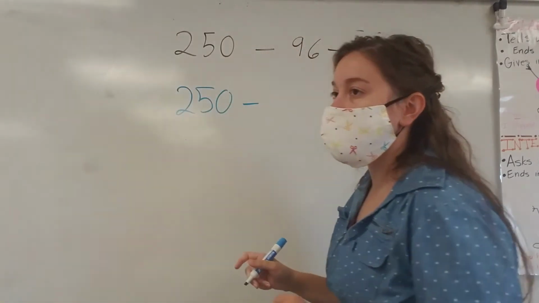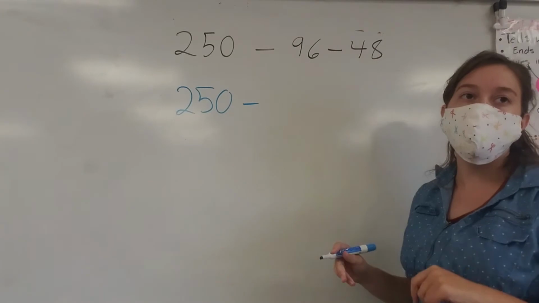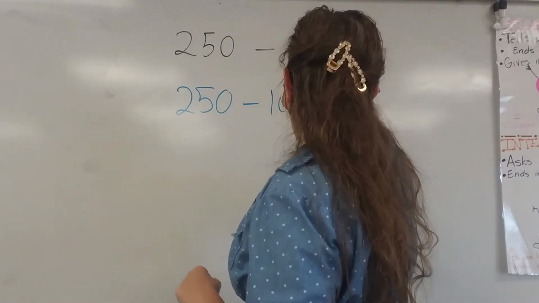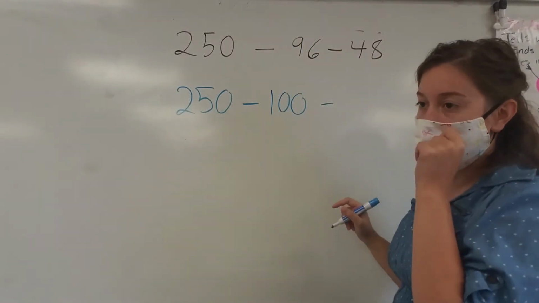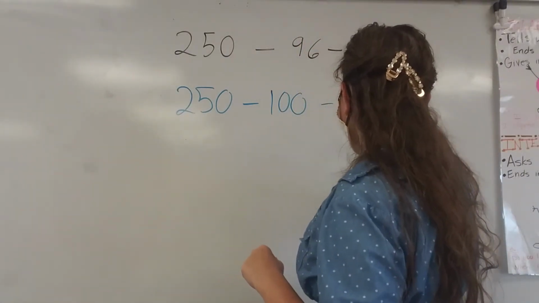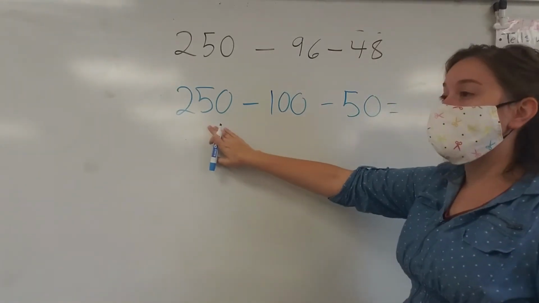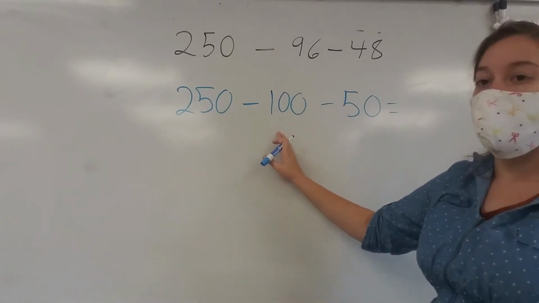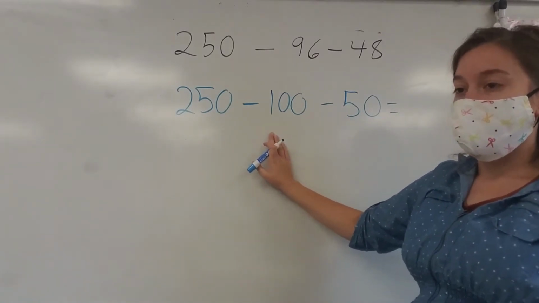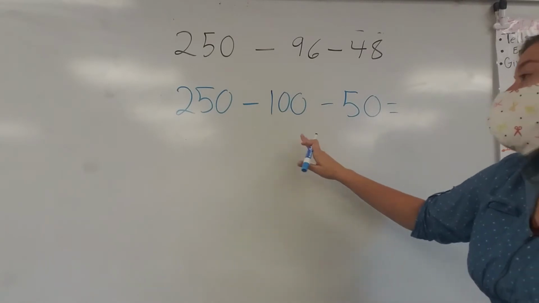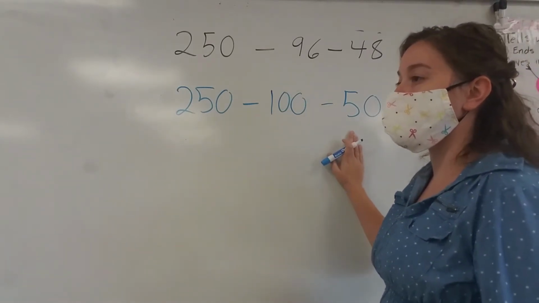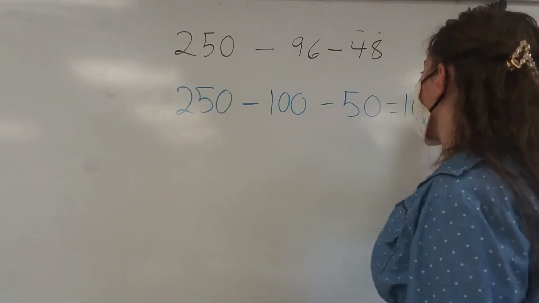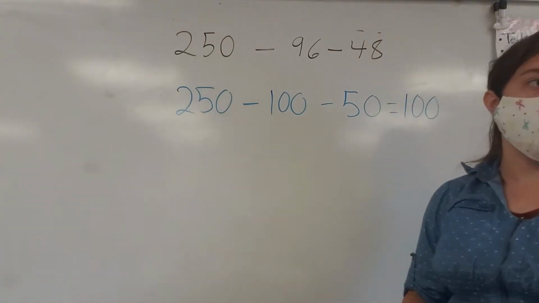What is 96 close to? Ben, what's it close to? 100. And what's 48 close to, Bella? 50. So if we take 250 and we subtract 100, what do we have left? Bella? 150. 150. And Samara, if I subtract 50 from 150, how much do I have left? 100. So she needs about $100 left.